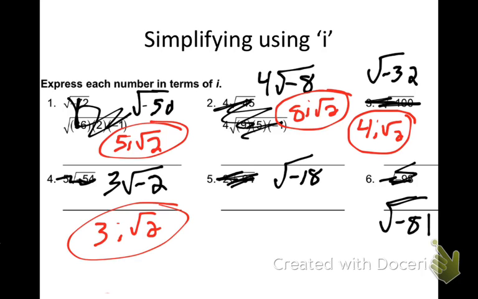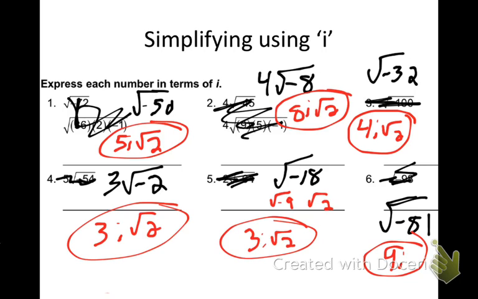What's the perfect square that goes in 18? So square root of negative 9, square root of 2. What's the square root of negative 9? 3. So I get 3i square root of 2. And number 6, what do you say? 9i is correct. Nice job. Good work. You guys are doing pretty well.